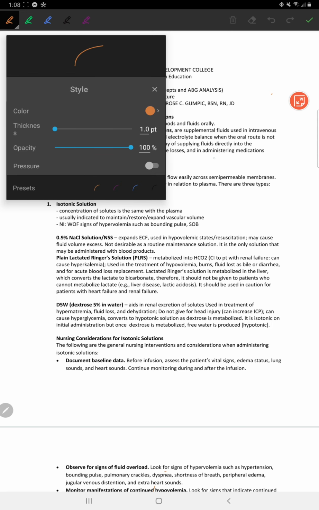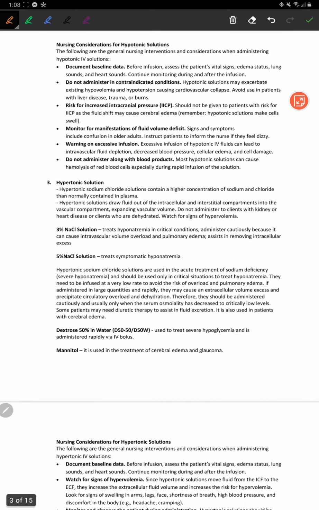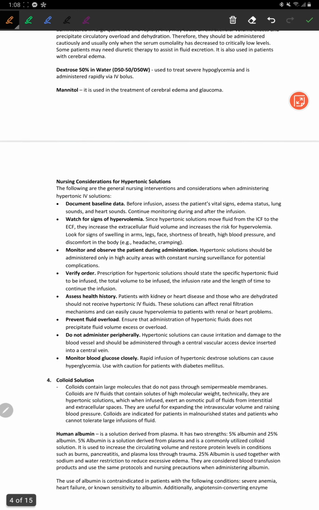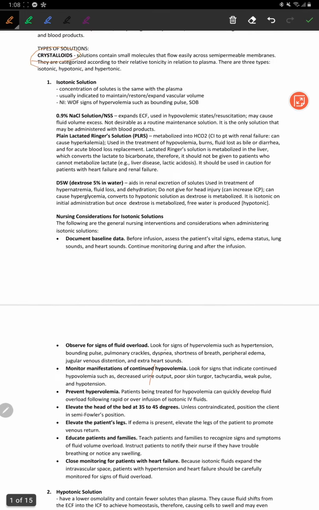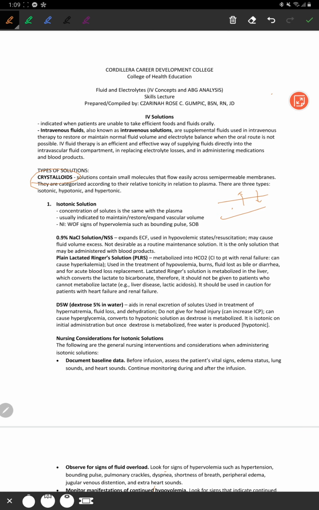crystalloid, and we also have here your, saan na yun? Colloids. Where is that? Colloid solutions. Your crystalloid solutions would refer to IV solutions that would now contain small particles that will now easily pass through a semi-permeable membrane. So pwedeng mag-move yung particles from here to there because it contains smaller molecules.